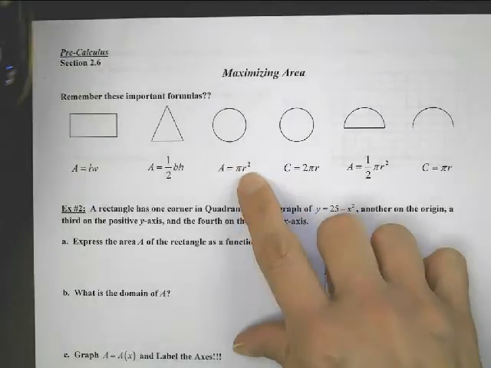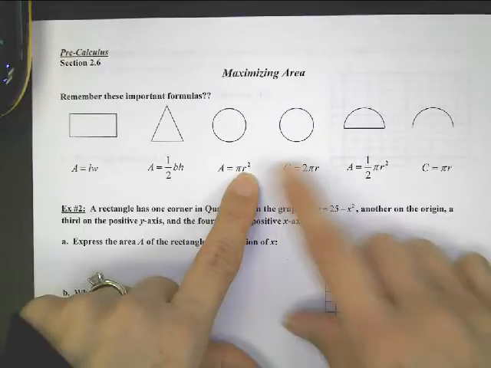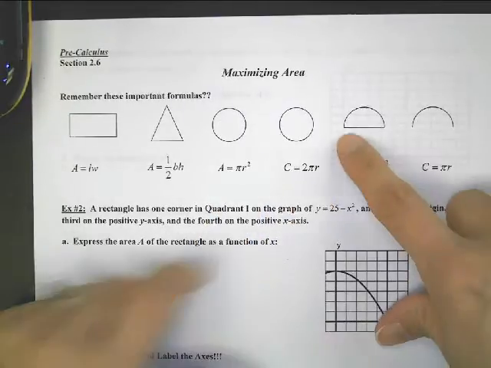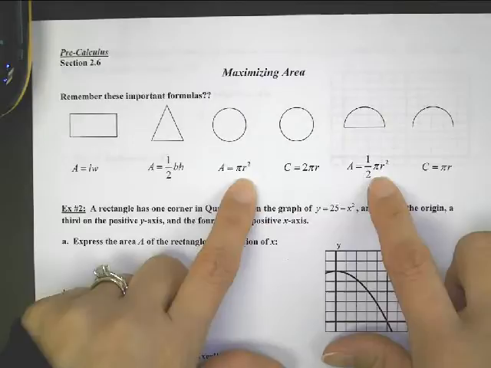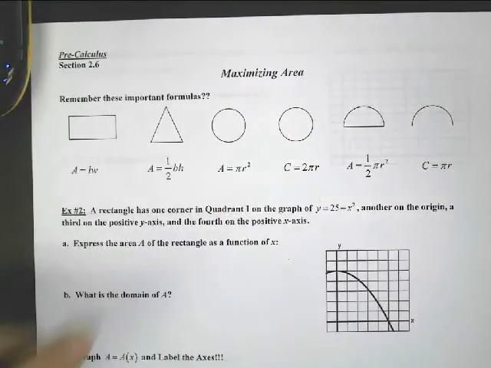So the area here is pi r squared. Circumference is 2 pi r. They both have a 2, but this one is a power and this one is a big number. And then if you do half the area, you just take that formula and cut it in half. Or if it's half of a circumference, then you would just cut it in half.